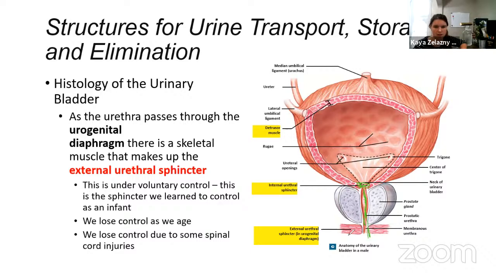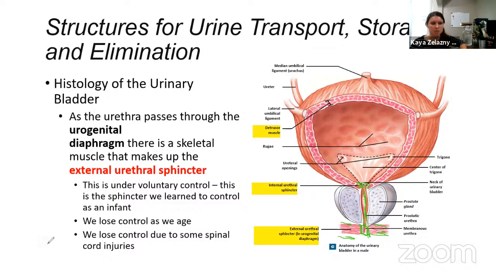So we will have another layer of muscle, basically kind of part of your pelvic floor, right? And that's where we're going to have our external urethral sphincter, as part of this urogenital diaphragm, part of this pelvic floor muscle set. Okay, so this is the one that's under voluntary control. And this is the one that you can think and stop yourself from peeing if it's not convenient for you. And you learn to control it as an infant.